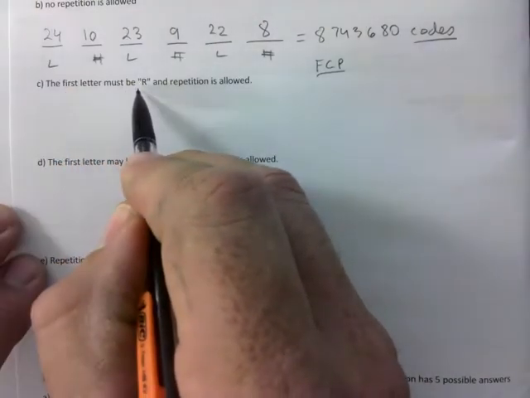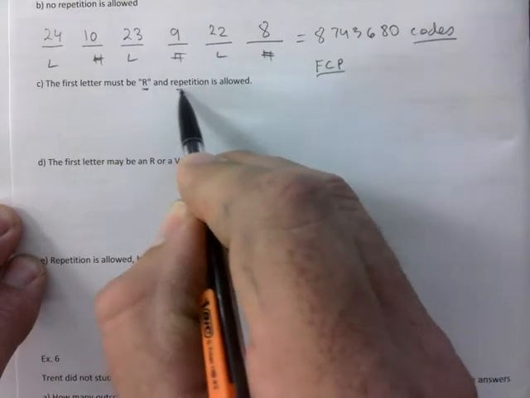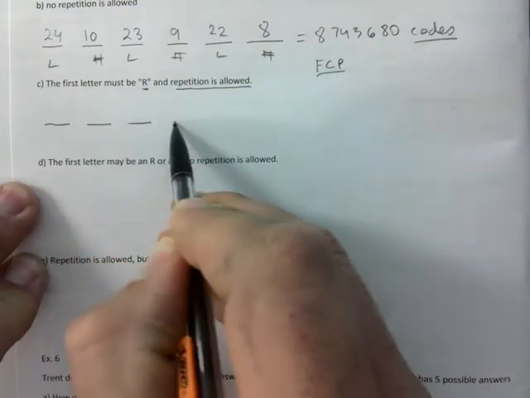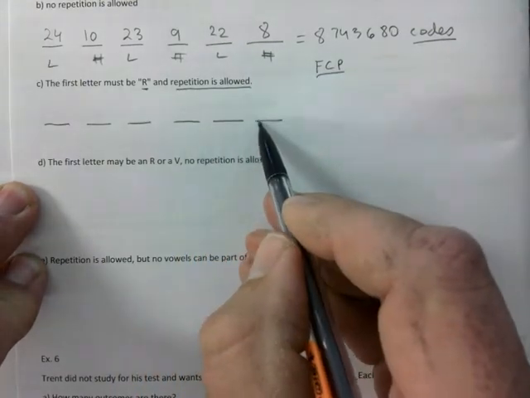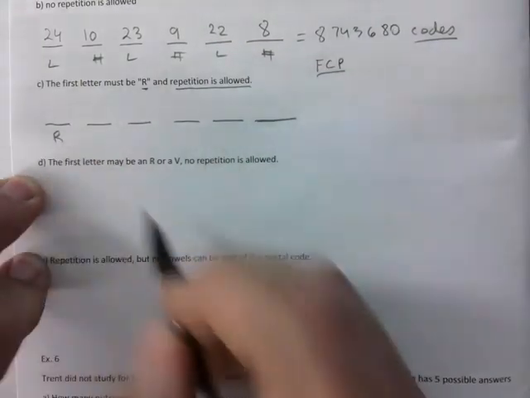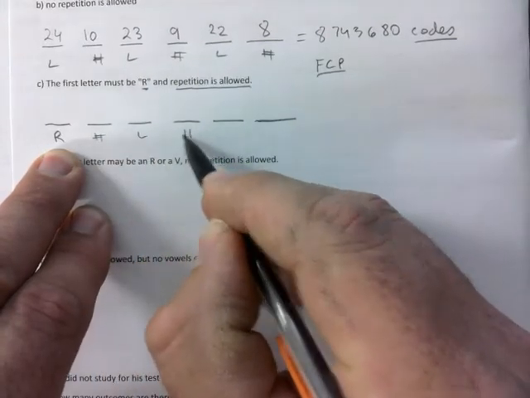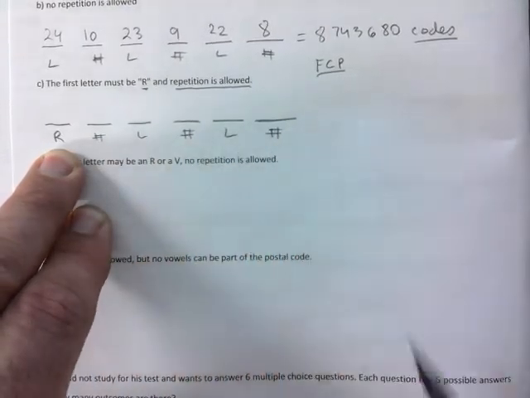First letter must be an R. Repetition is allowed. So let's start this over again. So 1, 2, 3, 4, 5, 6. Make sure you write this down, okay? The first must be an R, and then we have number, letter, number, letter, number, okay?